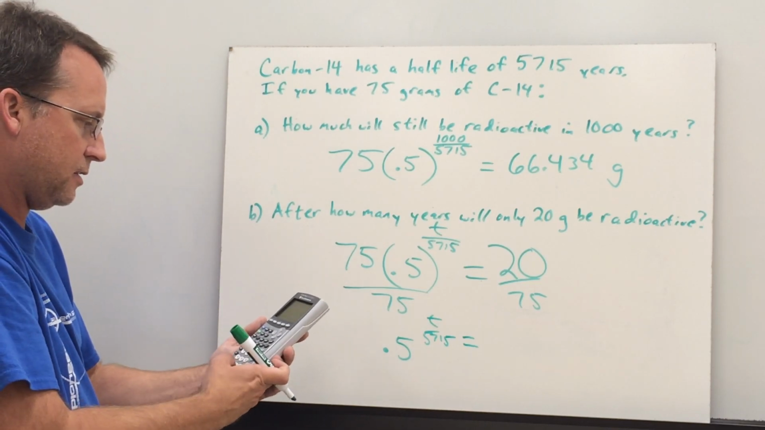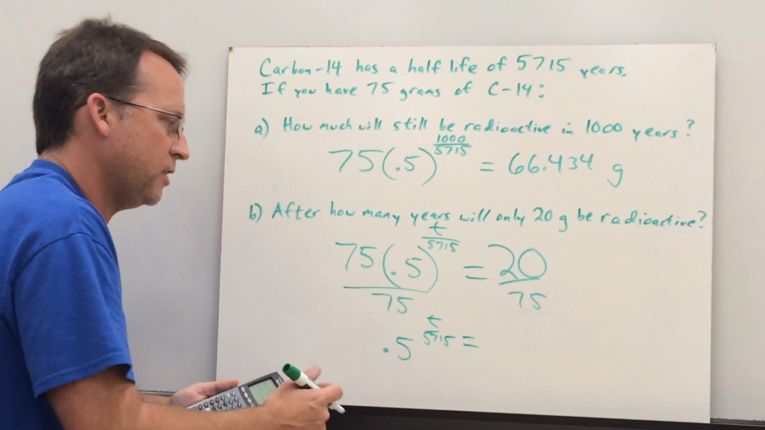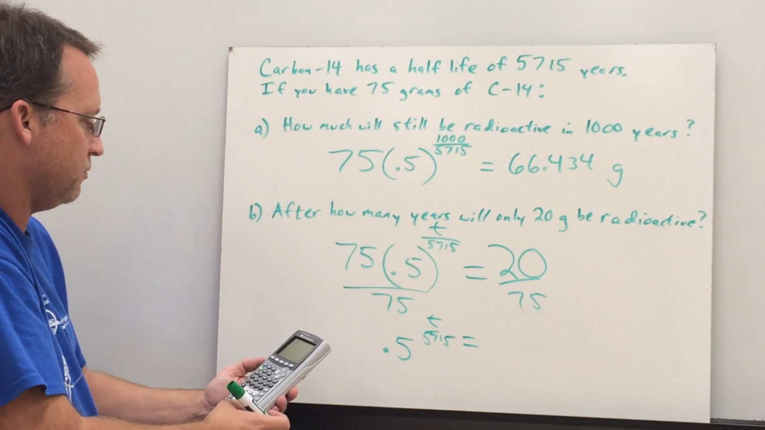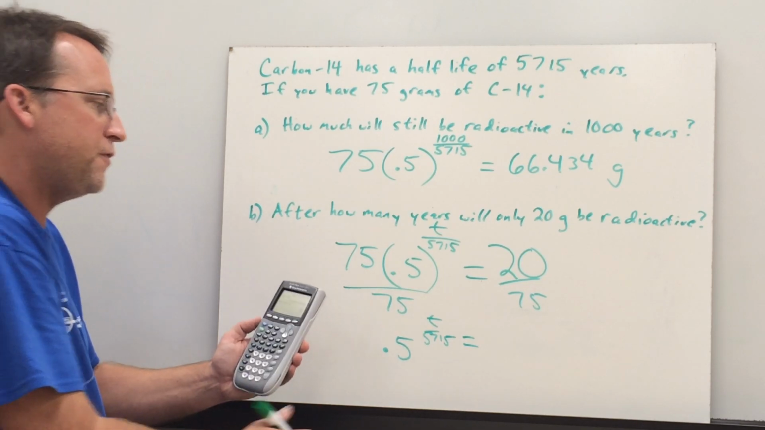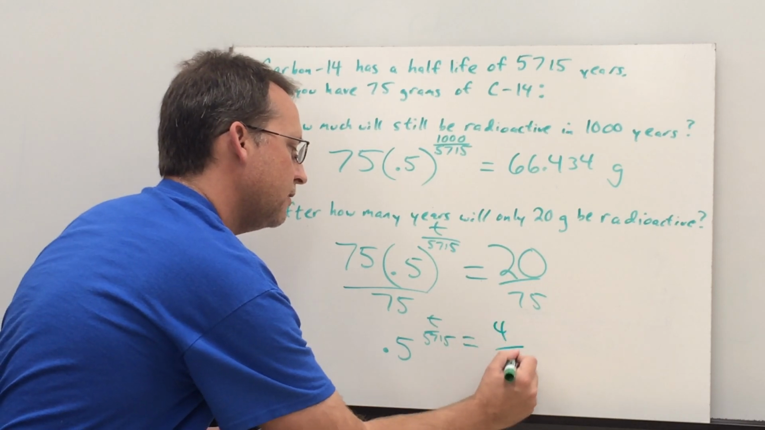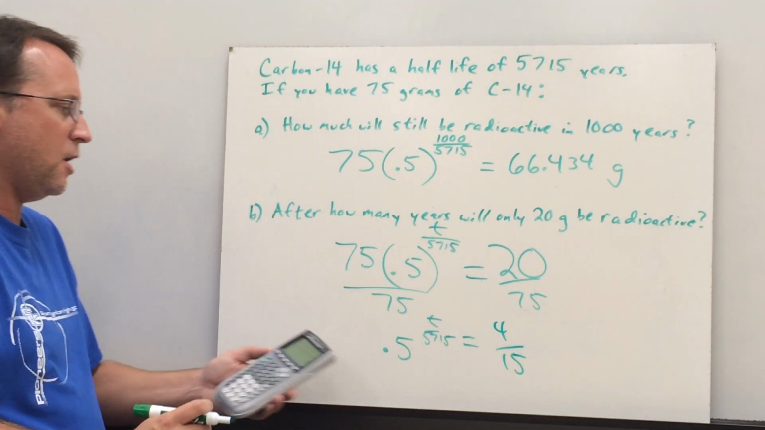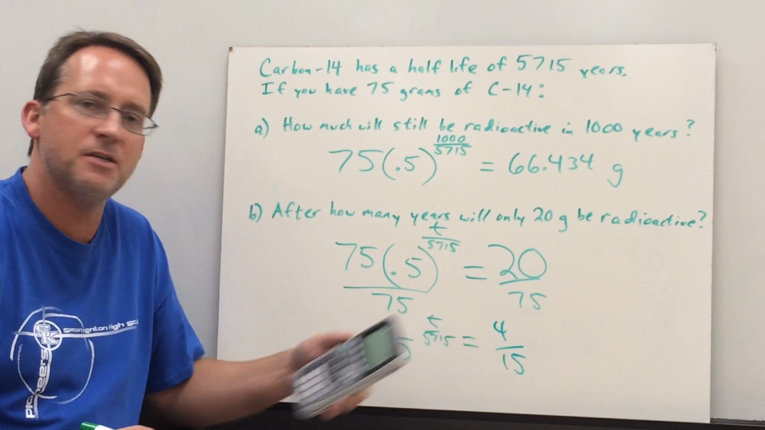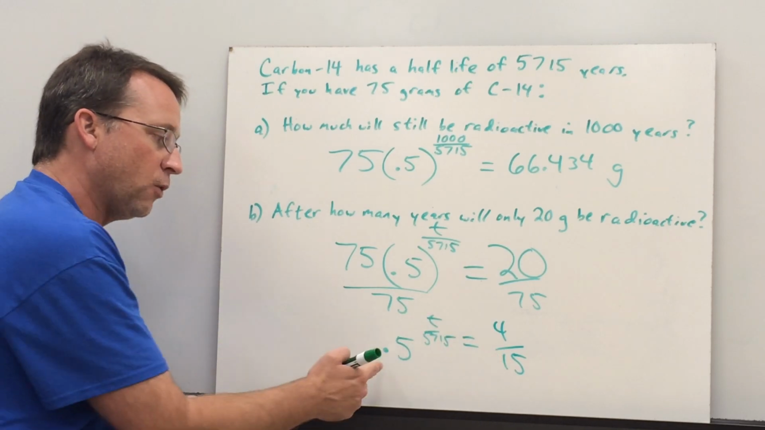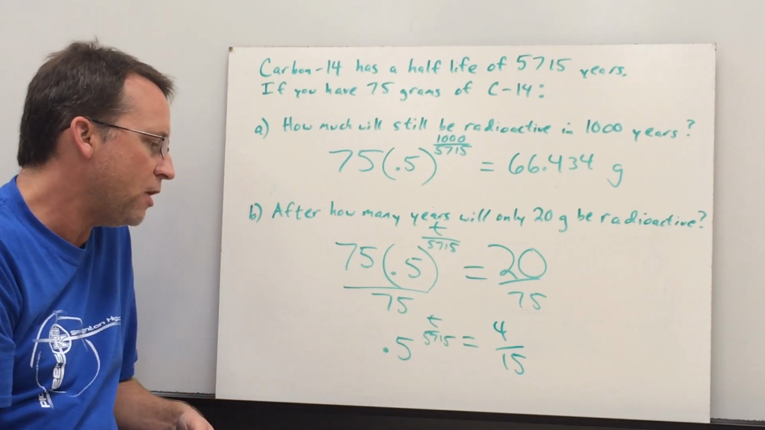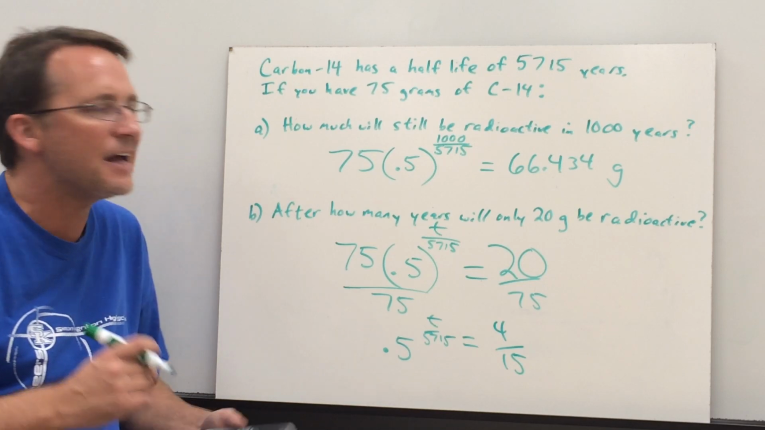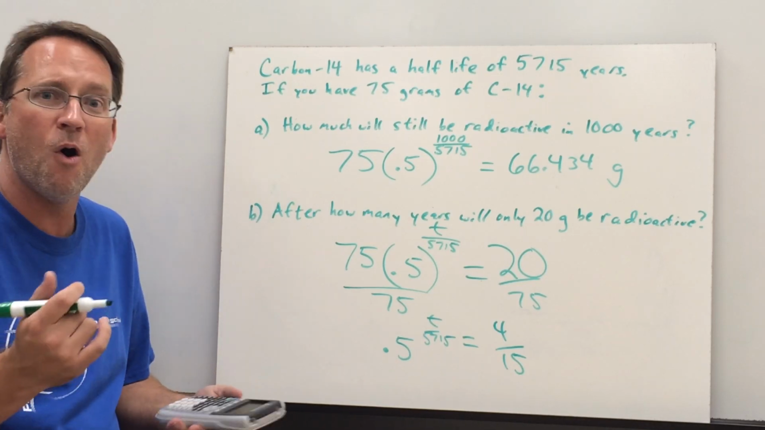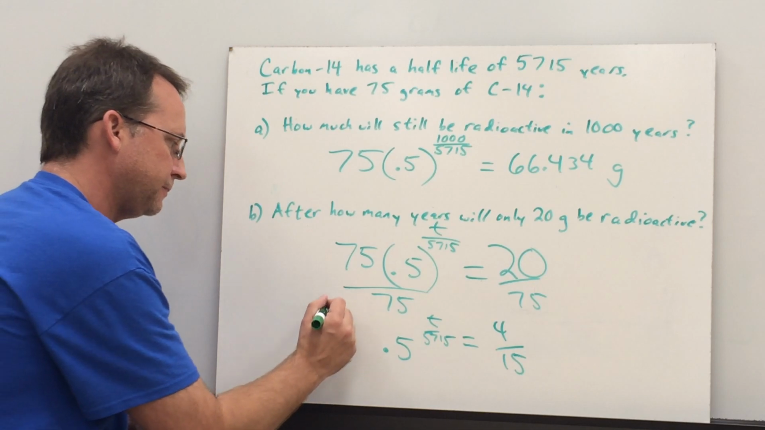Let's see if I got it. That's a repeating decimal. I guess I'm just going to leave that. Let me reduce that fraction. 4/15 in my calculator. So now 0.5 to that power is equal to 4/15. In order to get rid of that 0.5 on both sides, I'm going to have to take the log base 0.5.